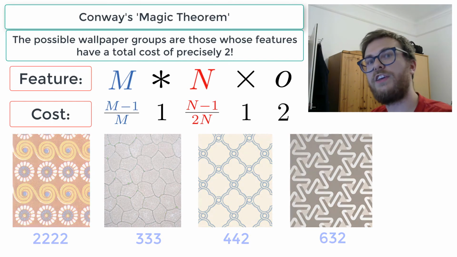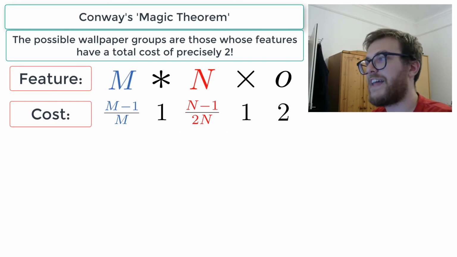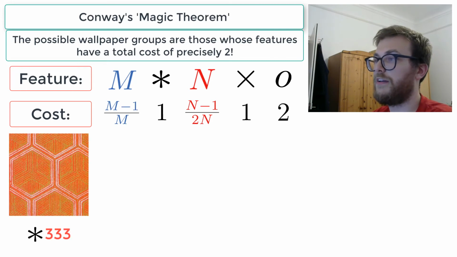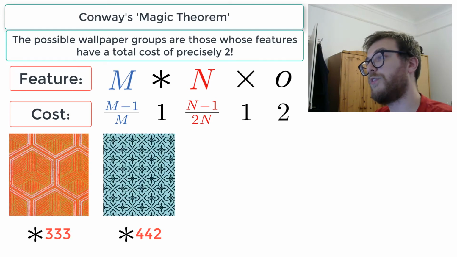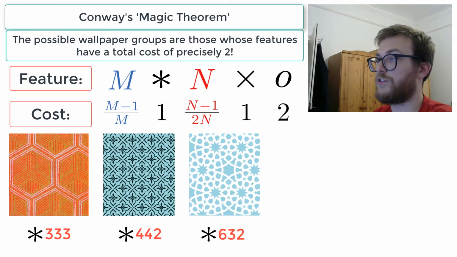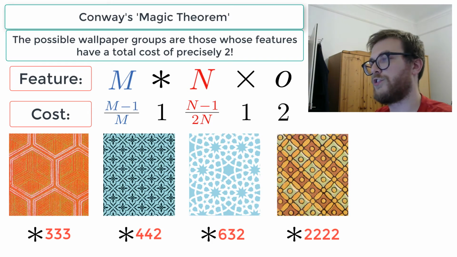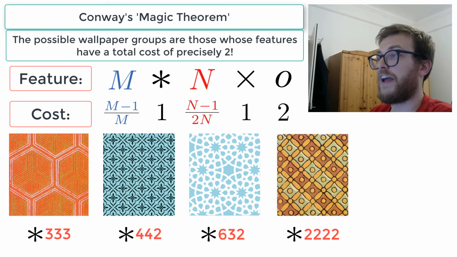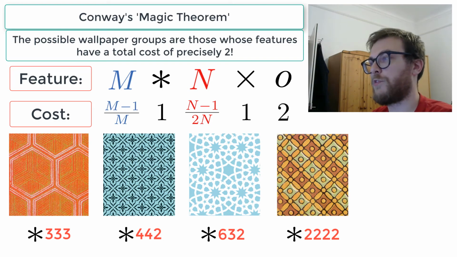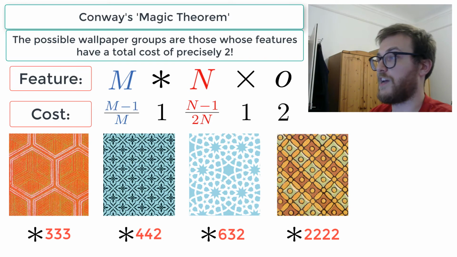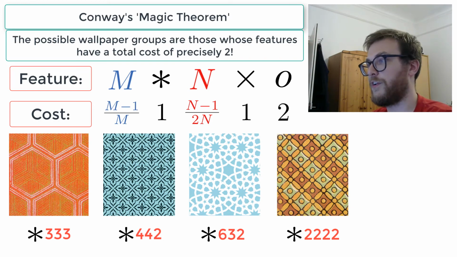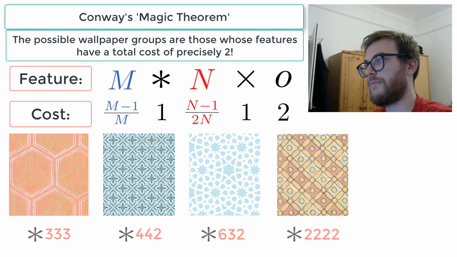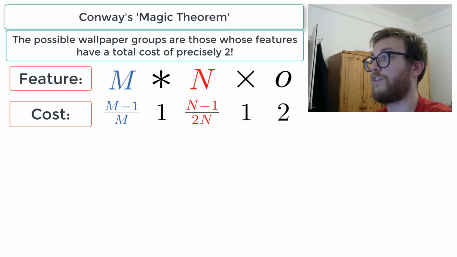Okay, what about if we only use reflections? An identical argument to the above shows that we can only have asterisk 333, asterisk 442, asterisk 632, and asterisk 2222. Note that the reflectional numbers cost exactly half as much as the rotational ones, and the asterisk uses up 1 of our cost, so this just follows exactly from the argument above. Okay, so far we've managed to find 12 different symmetry groups, shown here.